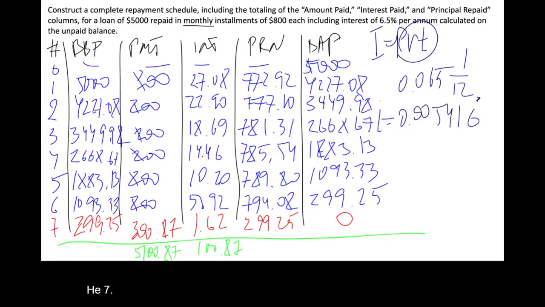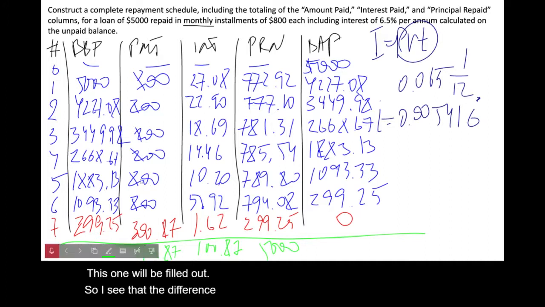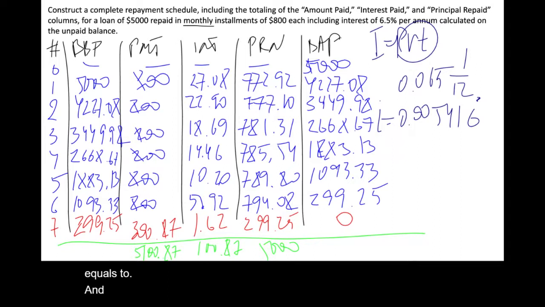$187, and this one will be 5,000. So I see that the difference between the amount I paid and the amount I borrowed equals the amount of interest, right? That's it. So I did a good job.